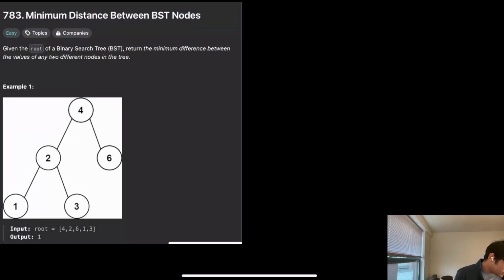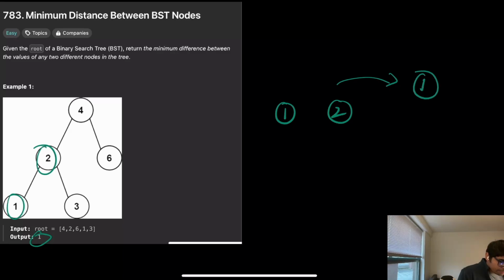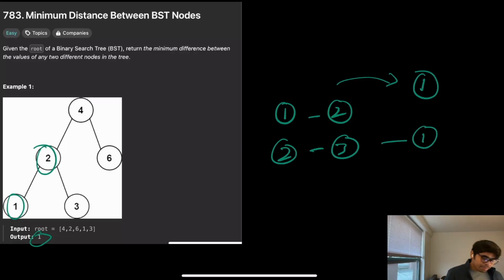As you can see, in this binary search tree, the answer is 1. The reason the answer is 1 is they might have selected 1 and 2, and their difference is 1. 2 and 3, this pair is also 1. So the minimum difference that you get in any of these nodes is not less than 1. So that's why they have returned 1.